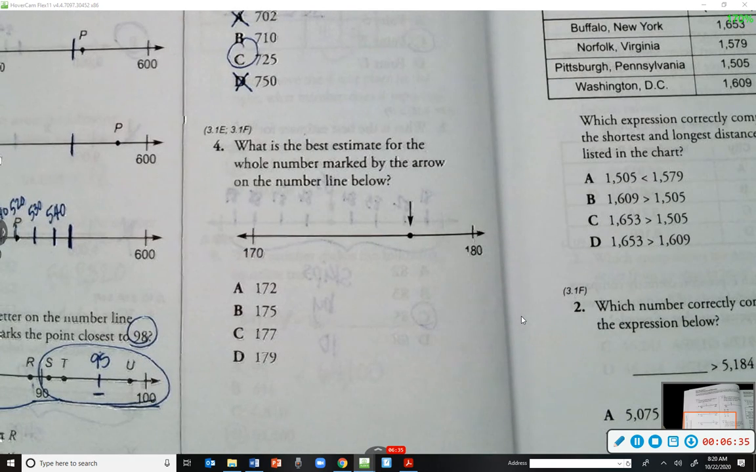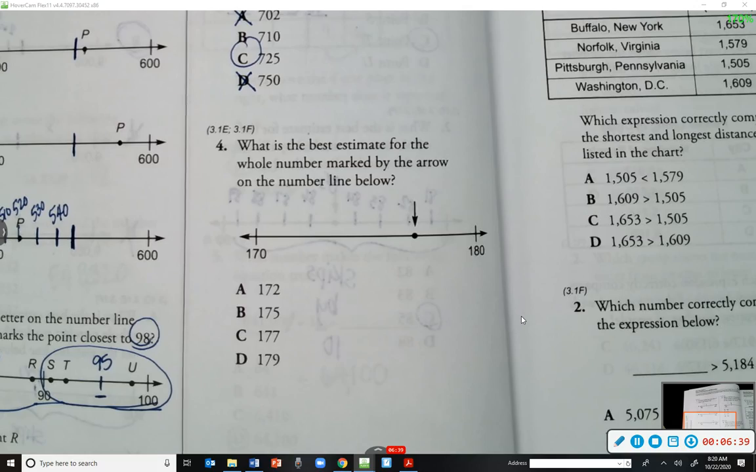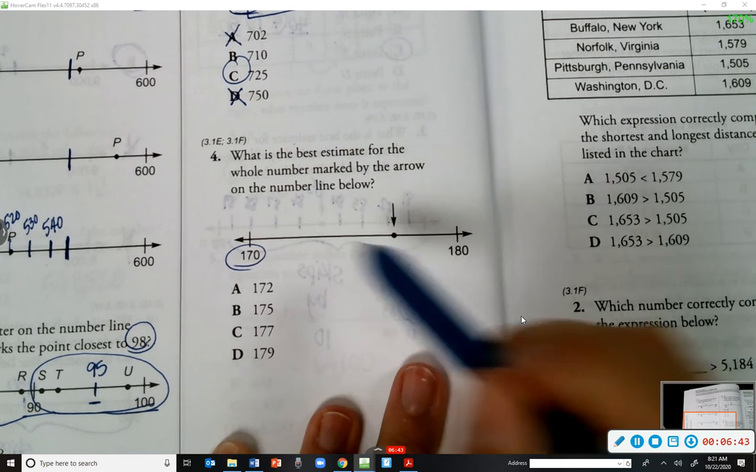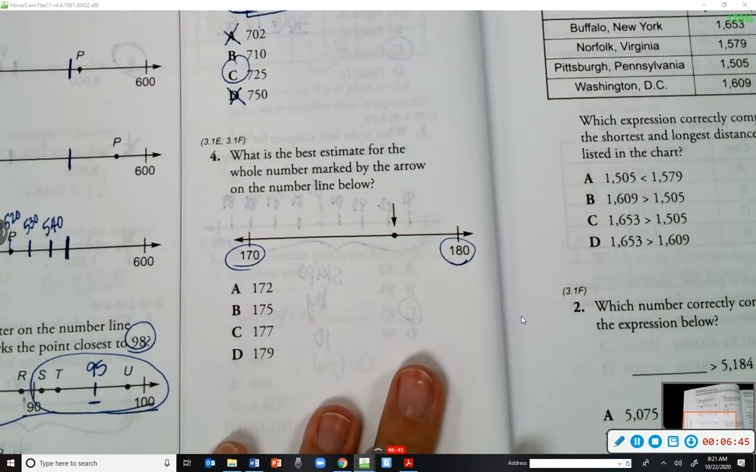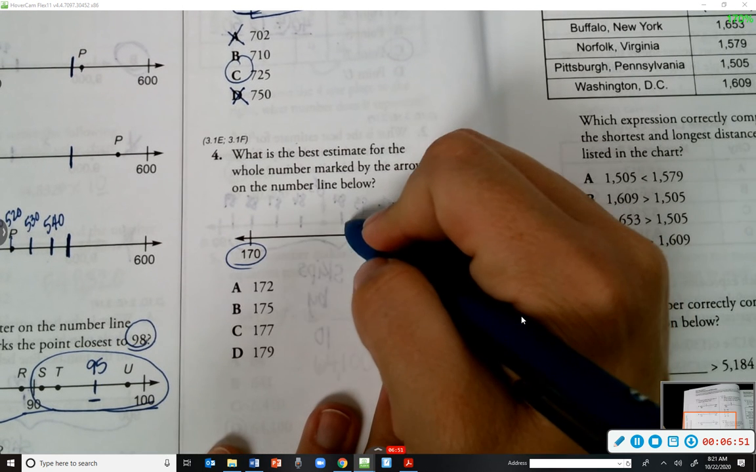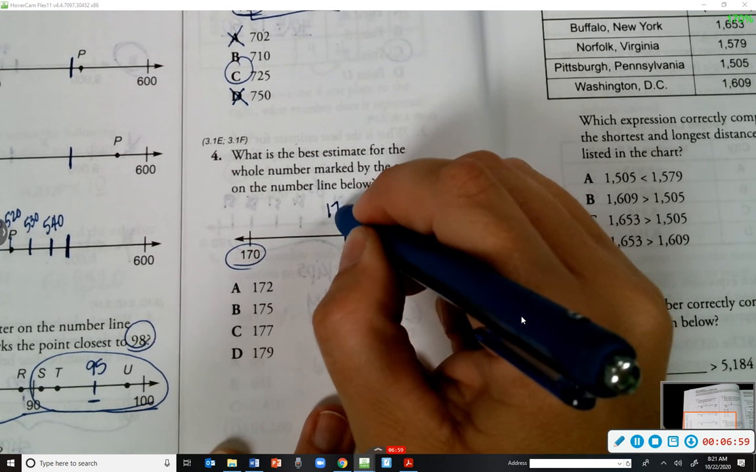Number 4, what is the best estimate for the whole number marked by the arrow on the number line? Again, you really have to start by looking at these end numbers. Figure out what they're skipping by. Skipping by tens. Good. So what would be in the middle? 175.